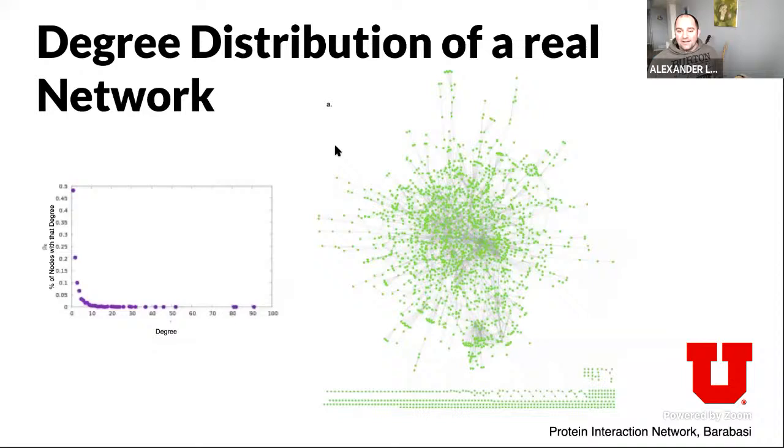And here is a real network, a protein interaction network. On the right here, you see the degree distribution of that network. What you can fairly easily spot is that low degrees are on the left, high degrees are on the right, and the number of nodes with a given degree is on the y-axis. You can see that most nodes have a fairly low degree, and then a few nodes have a very high degree. That's a property that we see a lot in networks.